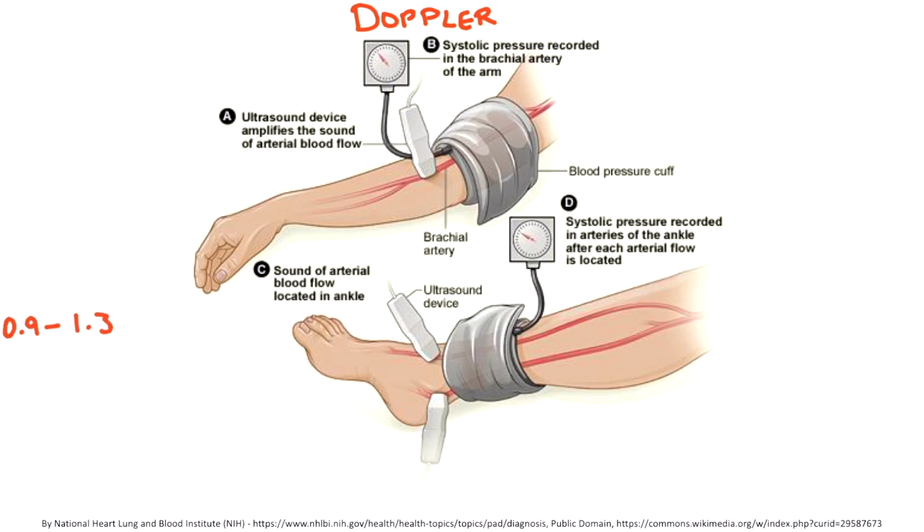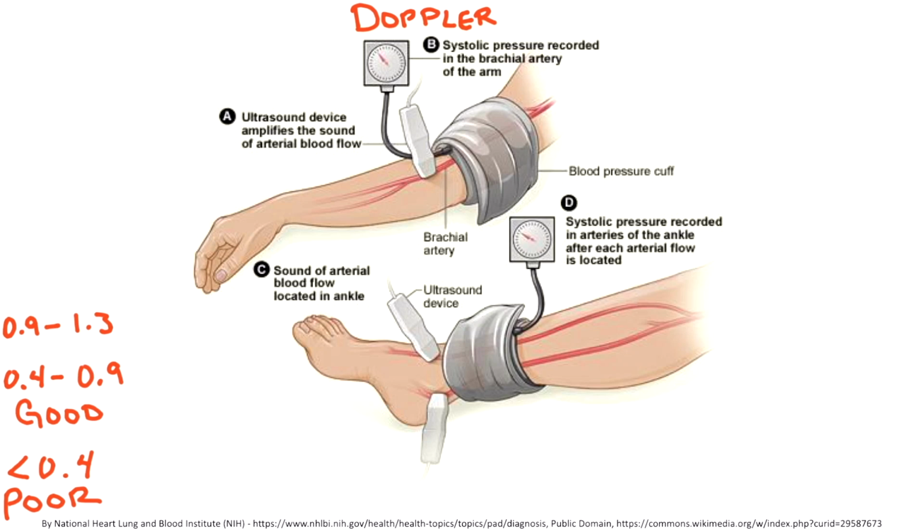An ABI between 0.4 and 0.9 indicates mild to moderate disease with a good prognosis, while less than 0.4 indicates severe disease and a poor prognosis. At less than 0.4, patients generally experience pain at rest.